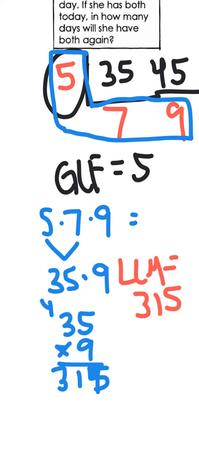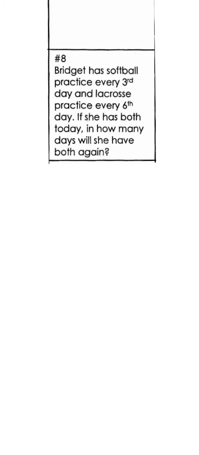All right, so the last one says Bridget has softball practice every third day, I'm gonna highlight that, and lacrosse practice every 6th day. So if she has both today, in how many days will she have both again? If you guys remember in our notes, it said that whenever you see something like when will something occur again, that's usually an LCM problem.